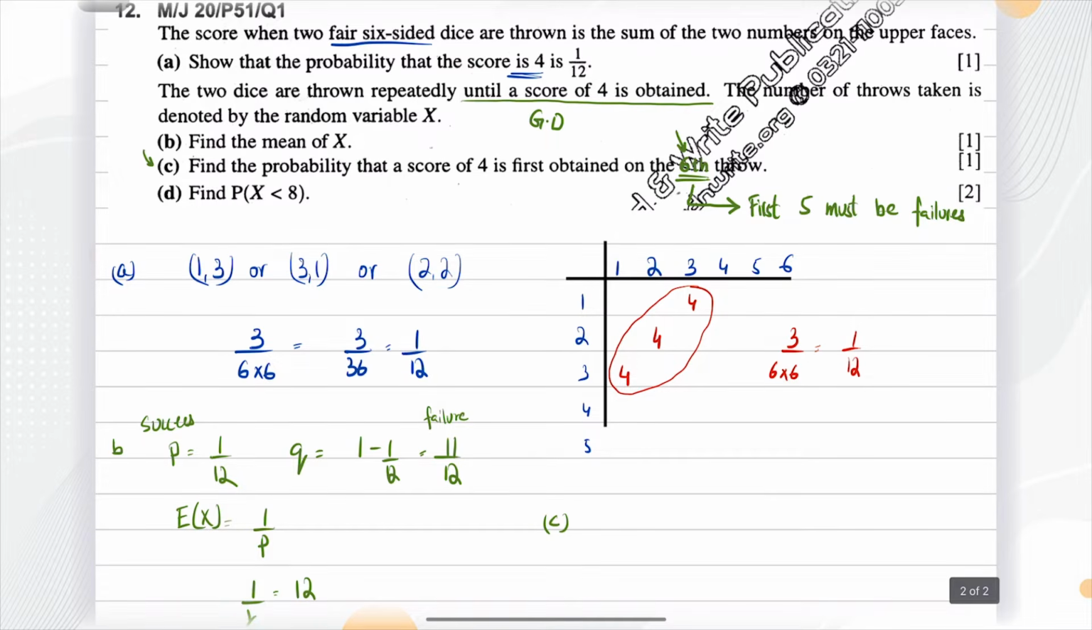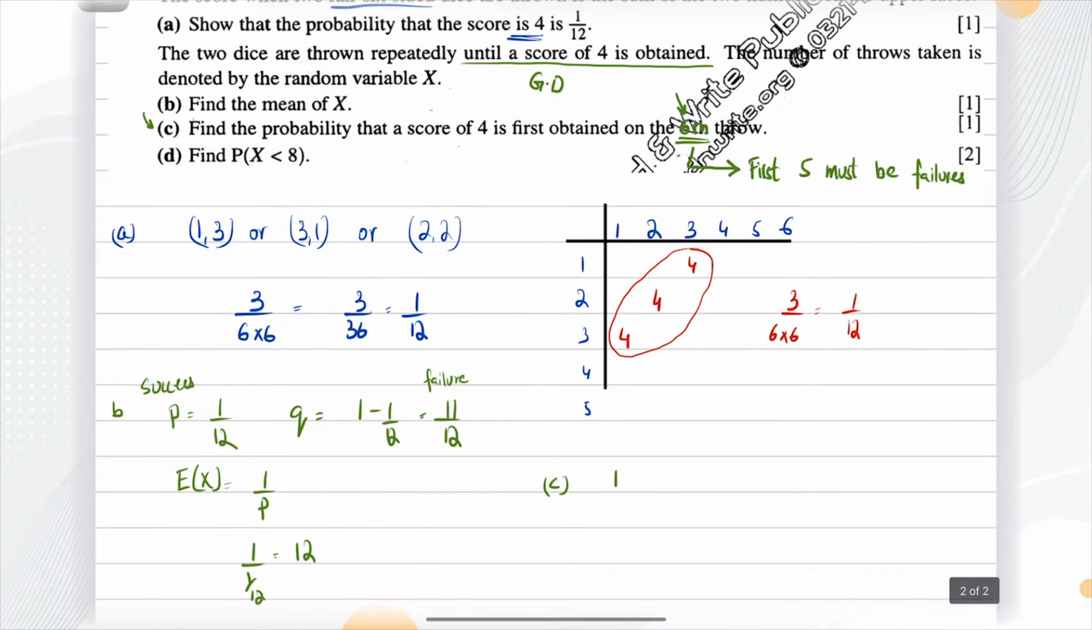Okay, now, so here's what we have to do in part C. We need to calculate the probability of getting a 4 in the 6th attempt, that's what we need to calculate. And what will this be? This will be not getting a 4 in the first 5 attempts. That means 11/12 into 11/12 into 11/12 for a total of 5 times. And then finally getting a 4 in the 6th attempt. Oh yeah, sorry, 1/12.